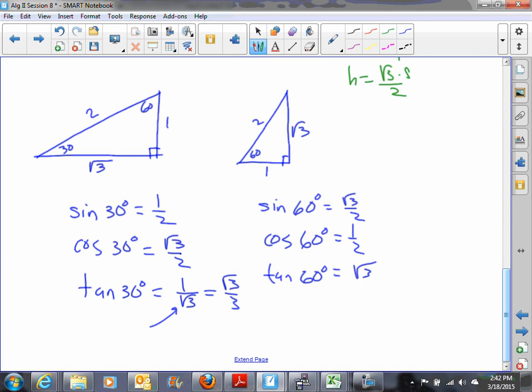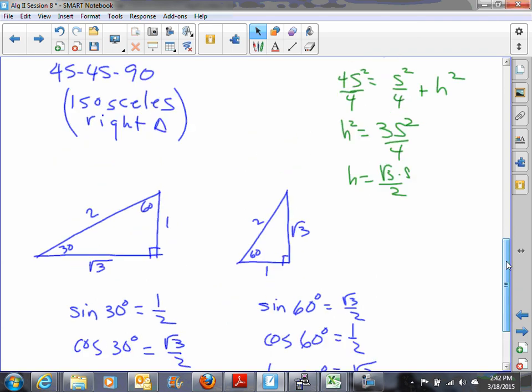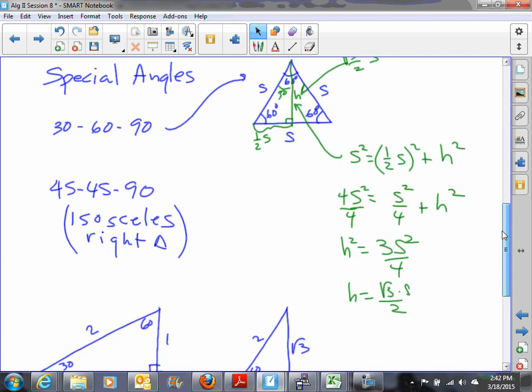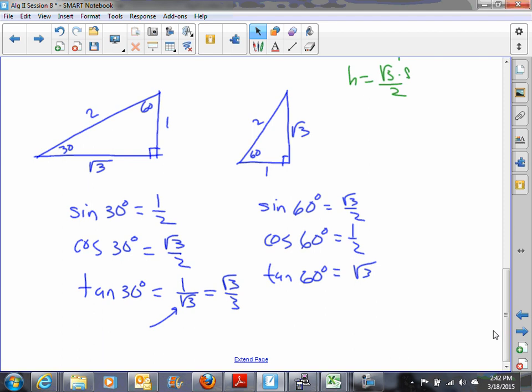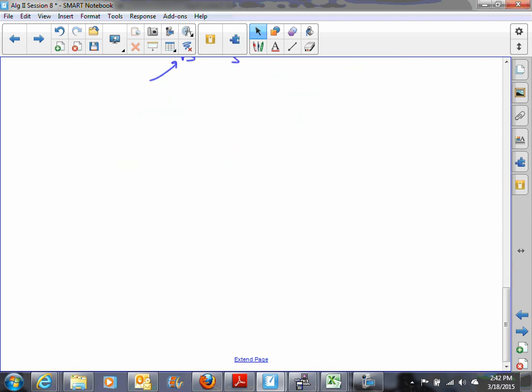And so we're able to get the sine, cosine, and tangent relationships for triangles that have 30-degree angles and right triangles that have 60-degree angles. And these are values that you should memorize. Now, I mentioned there was another special triangle, and that was the 45-45-90, or isosceles right triangle. So let's take a look at that one for just a minute.